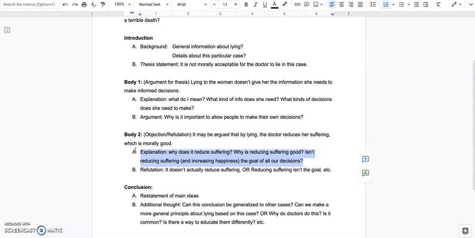So I'm going to take 5 to 6 sentences to explain this. If we'd done some reading on this case with people arguing for it, you might want to quote somebody that you disagree with. You might want to paraphrase their ideas and cite a source. Then in the second half of this paragraph, I'm going to explain what's wrong with this point of view. This is the important thing here.